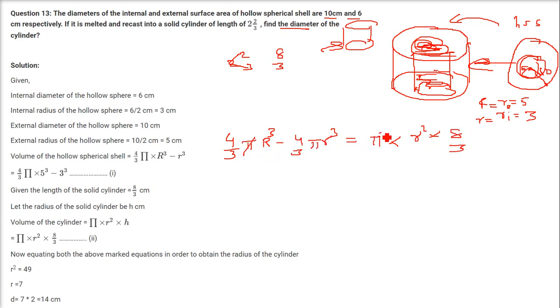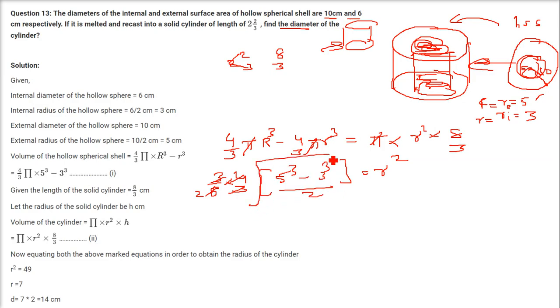So what do we get? Pi I can cancel. We get 4 by 3. Now what is the outer radius? It is 5. So 5 cube minus this is 3 cube. And this is 8 by 3. So 3 goes up, 8 comes down. And this is r square. So we have 3 cancels, 4 2 is 8, 1 by 2, and 5 cube minus 3 cube, and just take the square root of this. The radius will come as 7 centimeter. Yes, it is 7 centimeter. So what is the diameter? Because the question is asking diameter, not the radius. So diameter will be 2 into r, that is 2 into 7, which is going to be 14 centimeter.